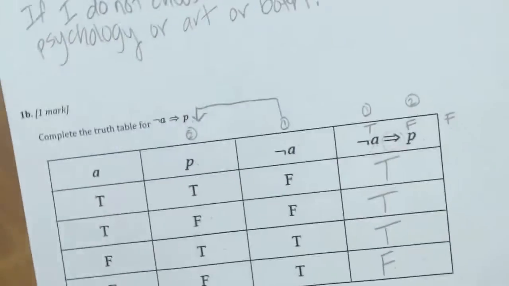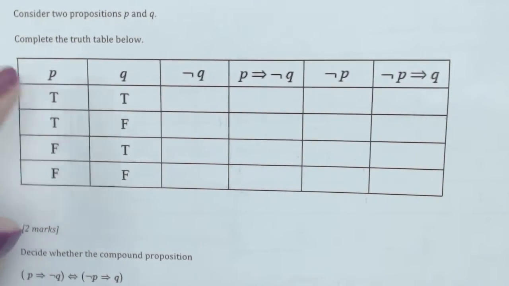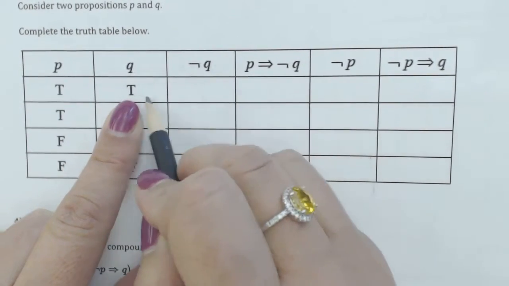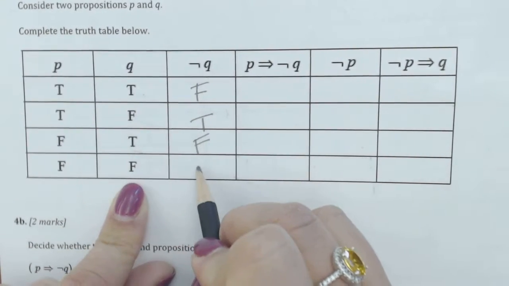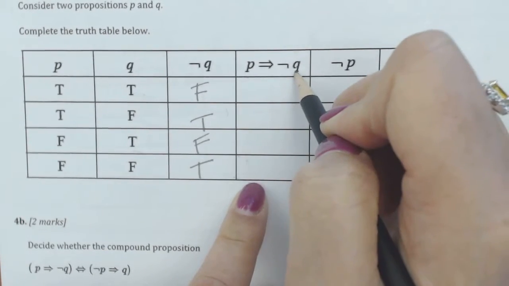Last one, number 4. All right. First, complete the truth table below. We have P. We have Q. We now need not Q, so let's negate Q. True, false, false, true, true, false, false, true. Awesome. What's next? If P, then not Q.